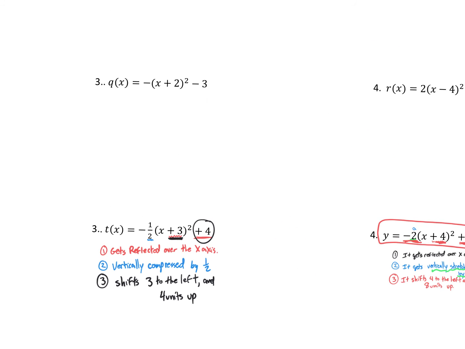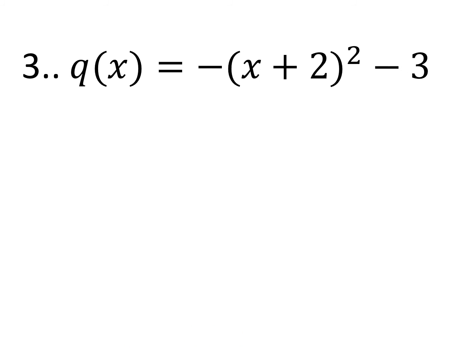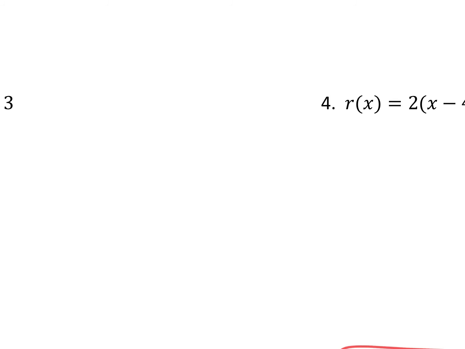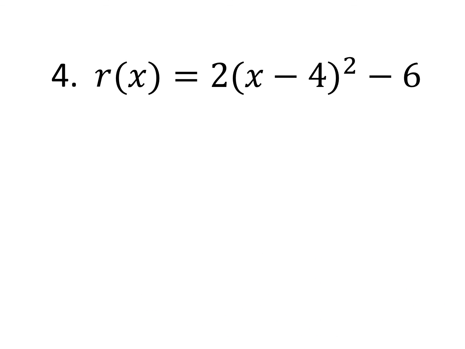Now, of course, the other ones are even ridiculously easier. Right here, quickly, it gets reflected over the x-axis, and then it gets shifted 2 to the left and 3 down. Those are the only 2 transformations that it goes through. Let's look at this one over here. I apologize for not writing it down. The video is really long, that's why. It doesn't get reflected, so I don't even mention any reflection, but I do have a vertical stretch of 2, and then it gets shifted 4 to the right and 6 down.